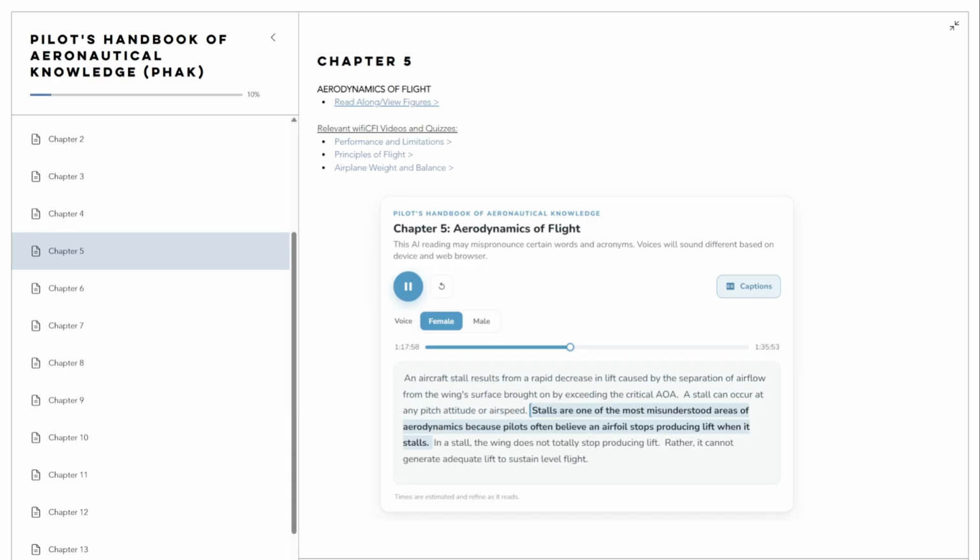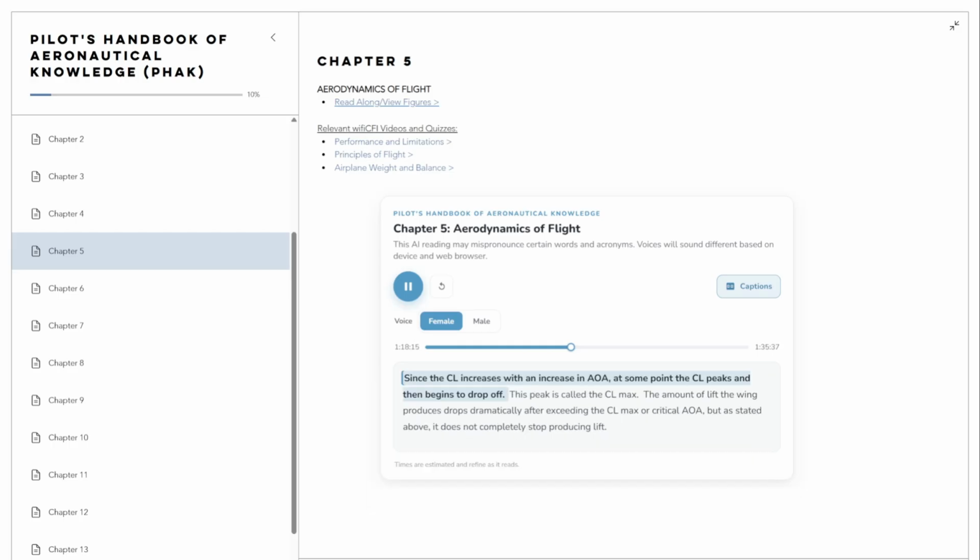Stalls are one of the most misunderstood areas of aerodynamics because pilots often believe an airfoil stops producing lift when it stalls. In a stall, the wing does not totally stop producing lift. Rather, it cannot generate adequate lift to sustain level flight. Since the CL increases with an increase in AOA, at some point the CL peaks and then begins to drop off. This peak is called the CL max. The amount of lift the wing produces drops dramatically after exceeding the CL max or critical AOA, but as stated above, it does not completely stop producing lift.